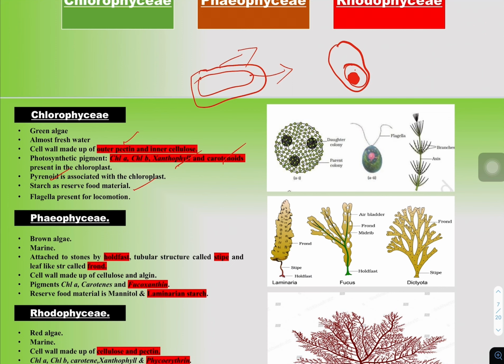Next, food is stored in the form of starch. They have flagella. See here, all these are some of the chlorophyceae members, which are green in color. This is chlamydomonas, this is volvox, and this is a bit macroscopic algae where we can find differentiation. The thallus has improved and we can find a stem-like structure, leaf-like structures, and root-like structures. This one is called chara.